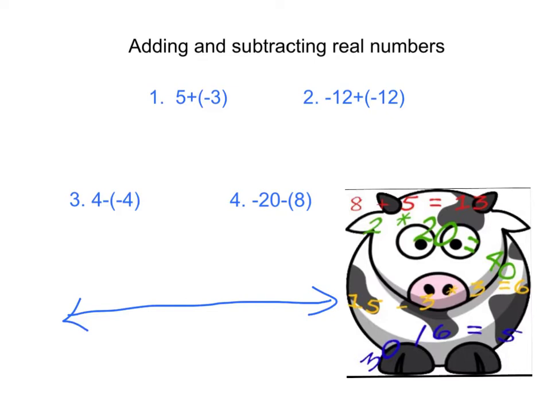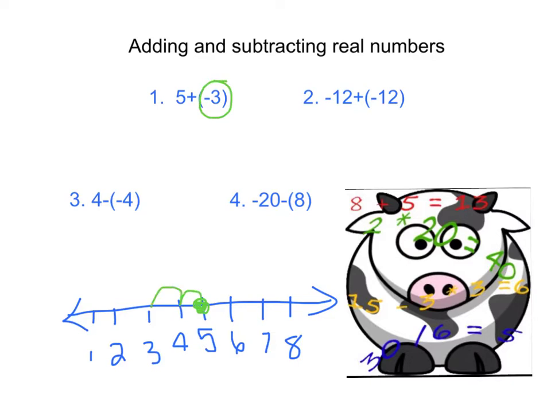So 5 plus negative 3. If I start at 5 on my number line, 6, 7, 8, and in this direction it's going to go 4, 3, 2, 1. So if I start at 5, which is right here, plus negative 3 is the same as moving left 3. So 1, 2, 3. If I move left 3, I'm at a positive 2.